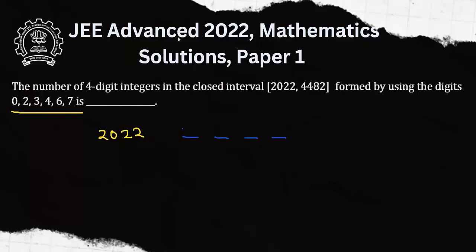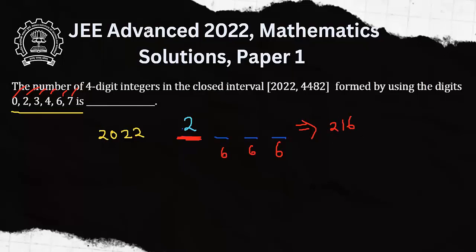So how many numbers are going to be there with 2 at this place? I have 6 options for this place, 6 options for this place, and 6 options for this place: 1, 2, 3, 4, 5, 6. 6 numbers are there, right? So in total, with 2 at this place, I have 6 times 6 times 6, 216 numbers.